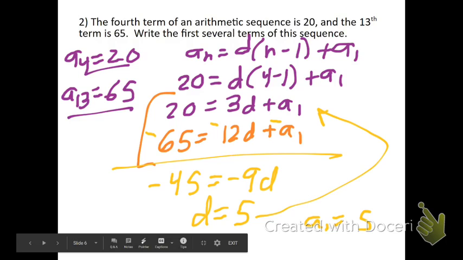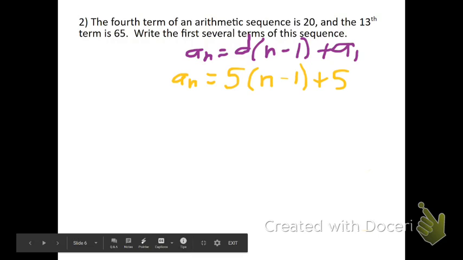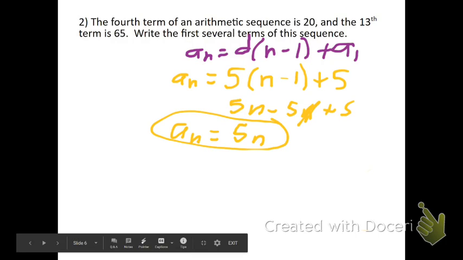So now that we know that, we can plug that back into the formula. I plugged in 5 for d and a sub 1 into the formula, and that simplifies down to 5n minus 5 plus 5. Oops, that's not an a there. And then that just simplifies to 5n. So that's our formula. If I had to find the first several terms, the first term would just be 5, because that's 5 times 1. The second term would just be 10, because that's 5 times 2. The third term would be 15, and so on and so forth.